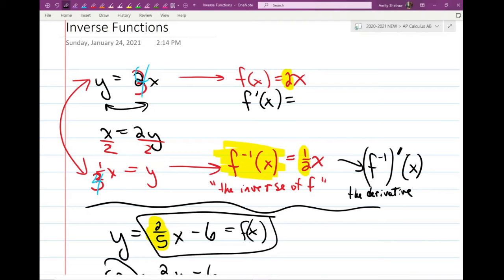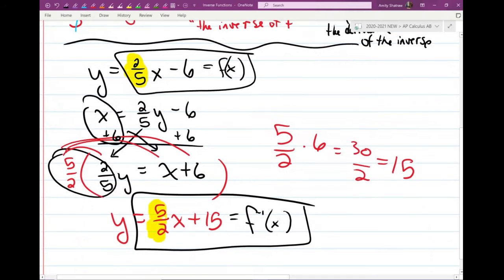There. The derivative of the inverse. That's what that notation means. It should be a reciprocal. The reciprocal of the slope of the original function. So if I got a 2 as my original slope, well then I will get a 1/2 as my reciprocal inverse derivative slope. Whew, a lot of vocabulary there.